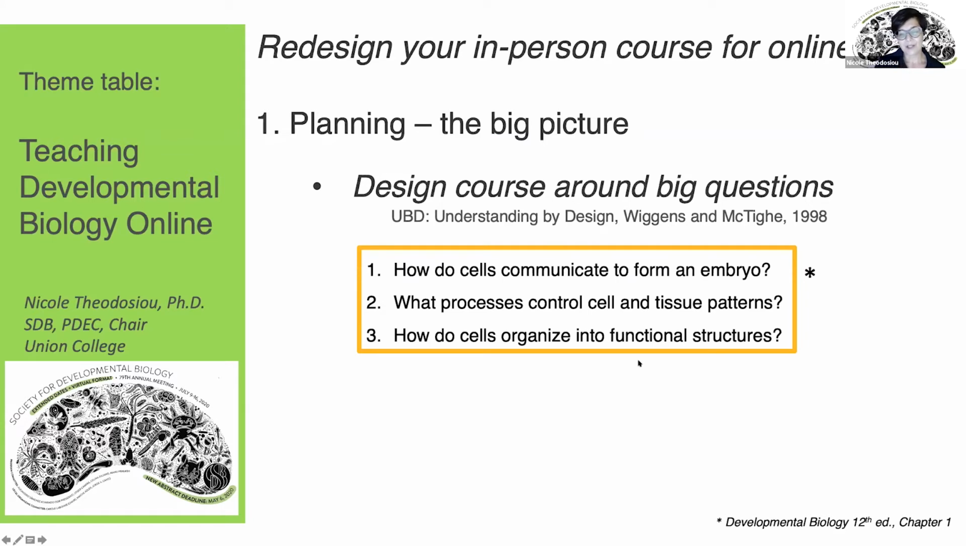The questions I chose, and I will admit I took this straight out of Michael's chapter 1. He has a list of sort of essential questions in developmental biology. How do cells communicate to form an embryo? What processes control cell and tissue patterns? And how do cells organize into functional structures? I could have chosen other questions. I just happened to choose these, as these were areas where I could imagine the course material that I wanted to get across to my students would fit nicely in these big questions.